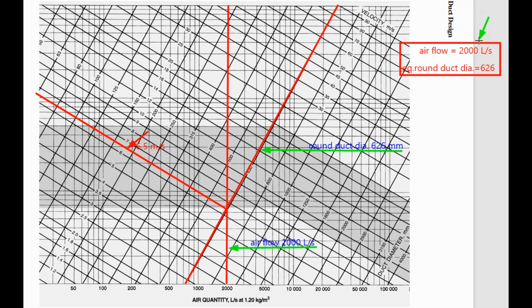Airflow is 2000 liter per second and equivalent round duct diameter value is 626. Here we draw a straight vertical line for 2000 liter per second. Then these lines are for round duct diameter. So 400, 500, 630. So we draw a line for 626 millimeter. And at the point of intersection of these two lines, we draw a line parallel to the velocity line. You can see this velocity line here. So this velocity value 5 meter per second, 6 meter per second, and 7 meter per second. So the velocity in this duct is 6.5 meter per second.